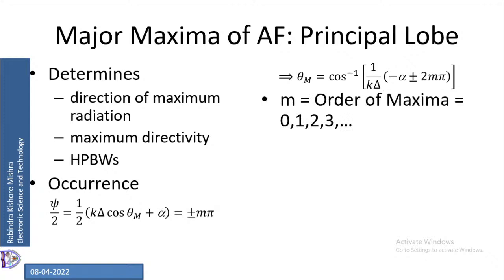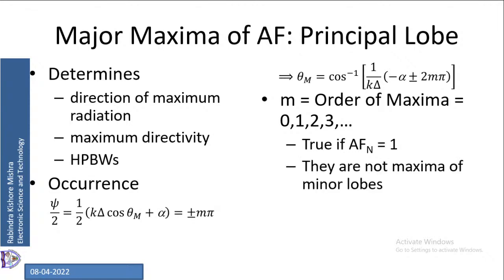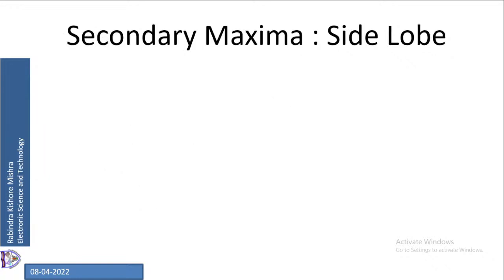Now m is equal to the order of maxima, that will be 0, 1, 2, 3, 4, etc., provided AF is equal to 1. So they are not maxima of the minor lobes. Remember this. These are the order of maxima, but they are not the maxima of the minor lobes.